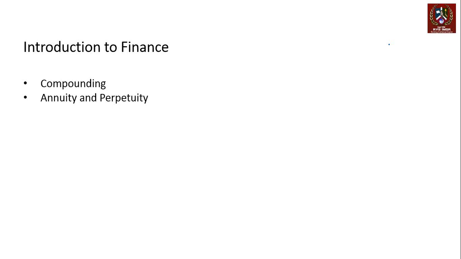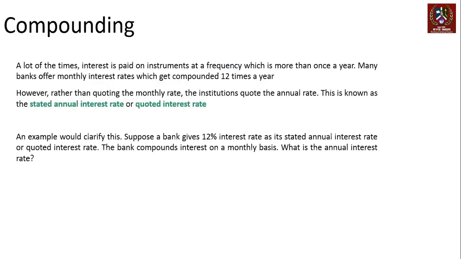We have already seen the concept of compound interest. Compounding essentially means that you're earning interest on interest, right? So this is a scenario where you're earning interest on interest. A lot of the time, interest is paid on instruments at a frequency which is more than once a year. You can deposit 100 rupees in a bank at, let's say, 12% interest, but it may not be annual. It may be semi-annual, it may be quarterly, it may be monthly, right?